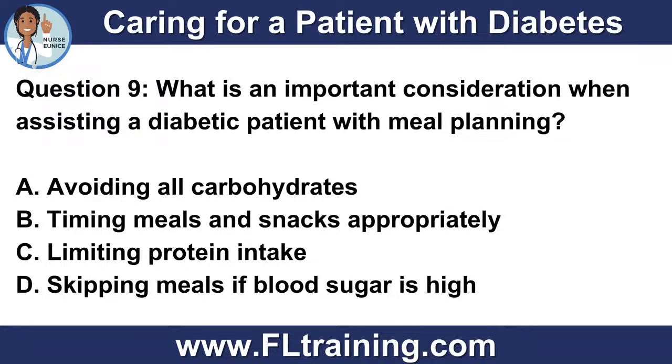Question number 9. What is an important consideration when assisting a diabetic patient with meal planning? A, avoiding all carbohydrates. B, timing meals and snacks appropriately. C, limiting protein intake. Or D, skipping meals if blood sugar is high.